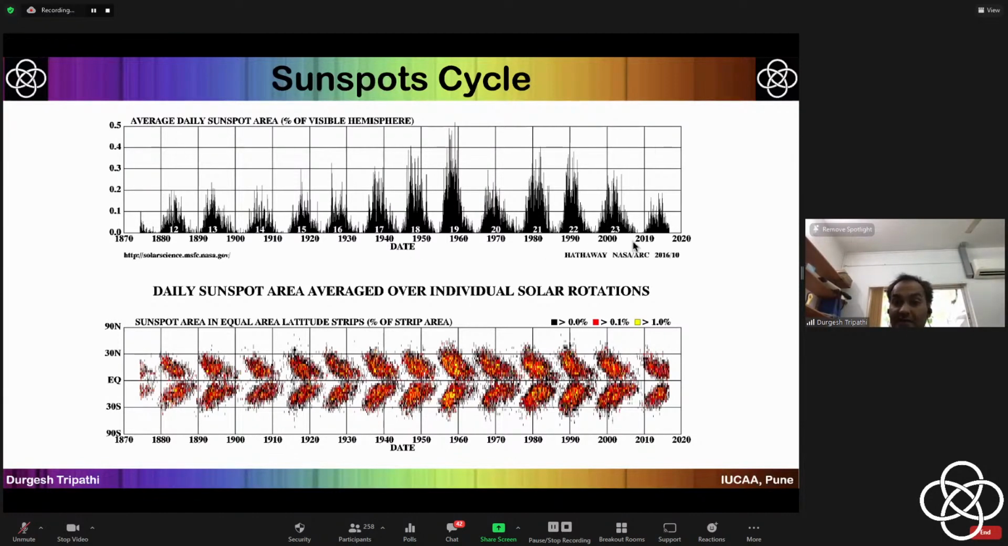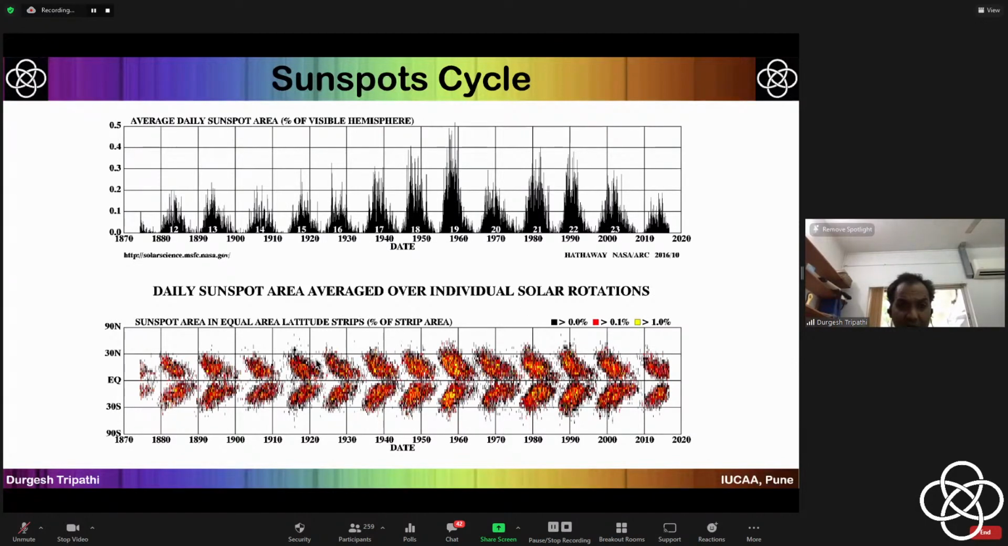And what you get at the moment, we have already started our 25th. So this was the 24th cycle. We've already started the 25th cycle of the sunspots. The more sunspots you have, the more active the sun becomes. That means you have more eruptions and more ejections and so on and so forth.